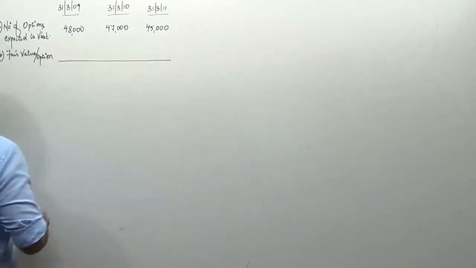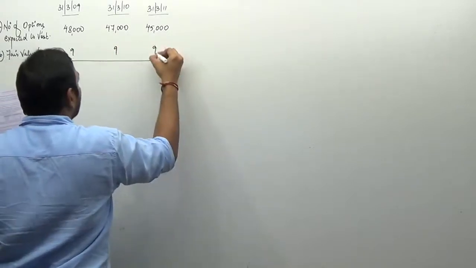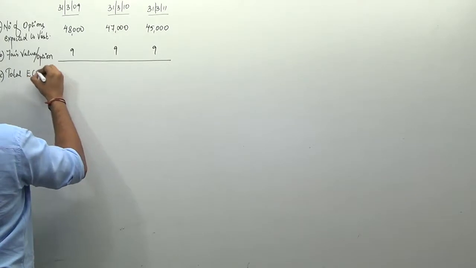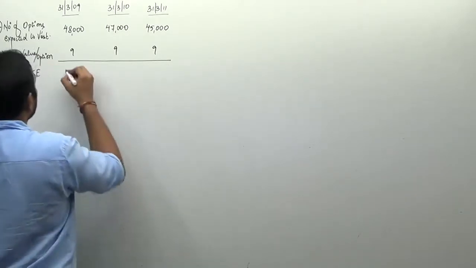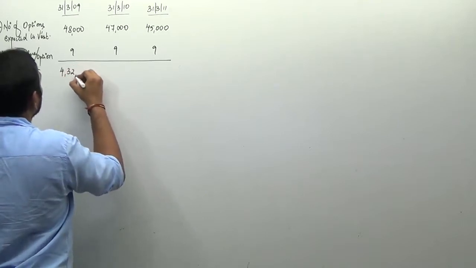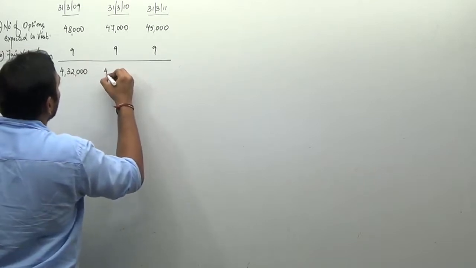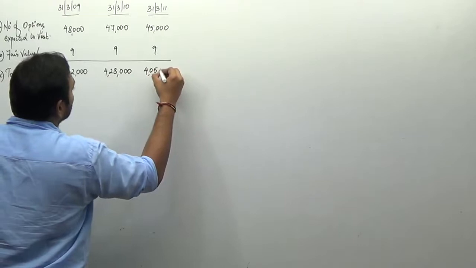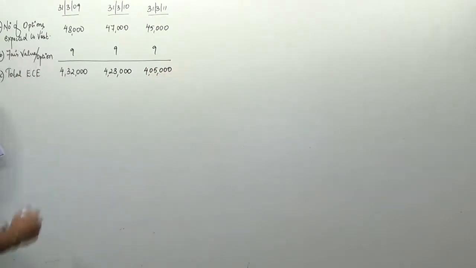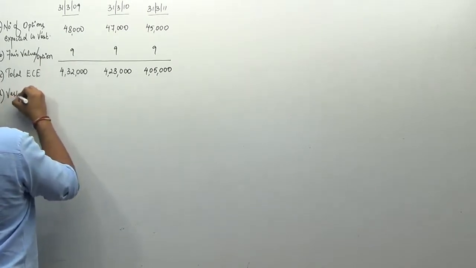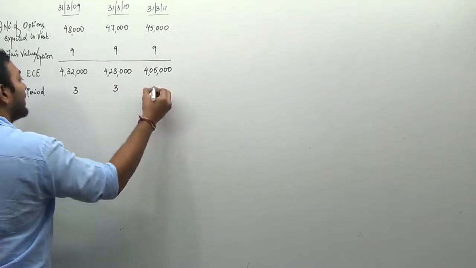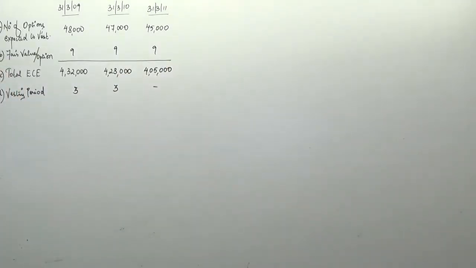Multiply with the fair value of option. Fair value of option is given to us as 9. So my total employee compensation expense is ₹4,32,000, ₹4,23,000, and ₹4,05,000. Vesting period 3, 3, and nil. Last year, don't take it as 3 years, because 3 years are over, but he did not satisfy the other vesting condition. So I cannot take any vesting period there.